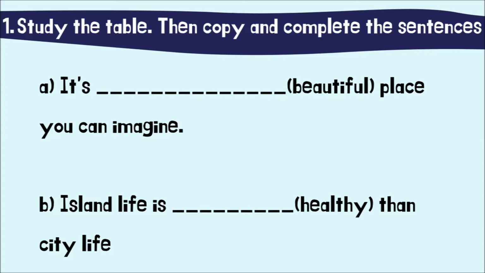Okay, A. It's beautiful place you can imagine. Place you can imagine. Ni dua perkara ke banyak perkara yang kita boleh fikirkan? Of course, we can imagine lots of things. Lots of beautiful place. Tapi yang paling beautiful tu yang mana satu?